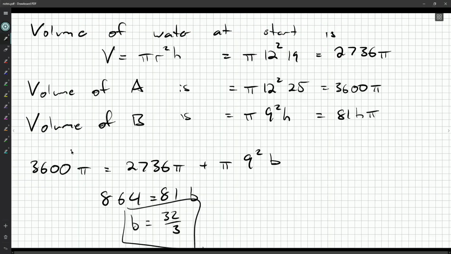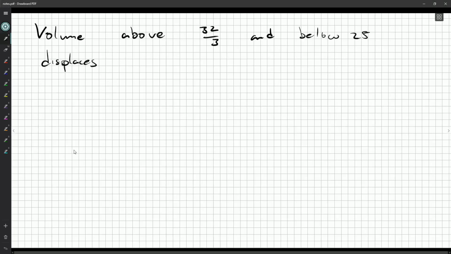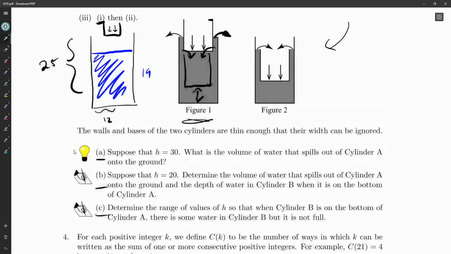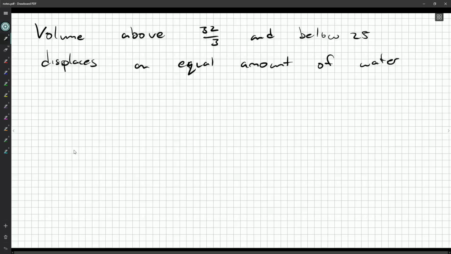So what do we want? So volume above 32 over 3 and below 25 displaces an equal amount of water. So, and we just want the amount of water spilled out, right? What volume of water spills out? So this is going to be our final answer.